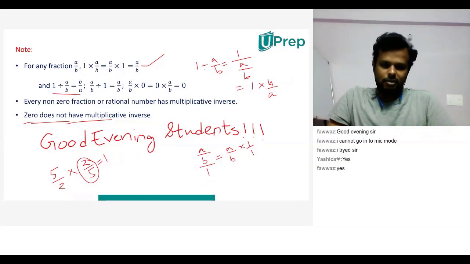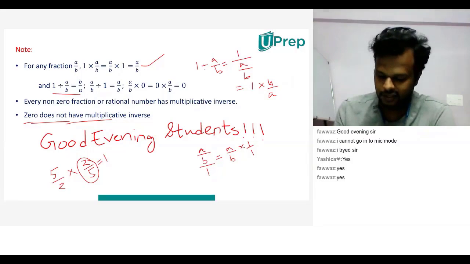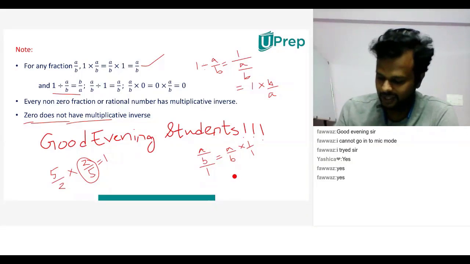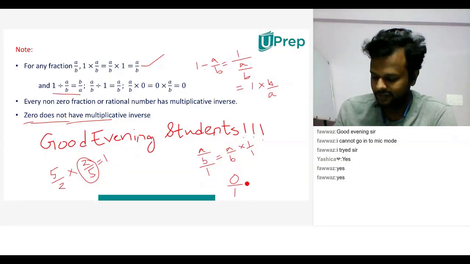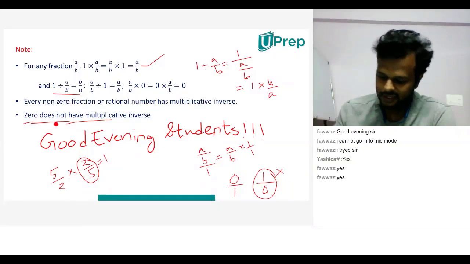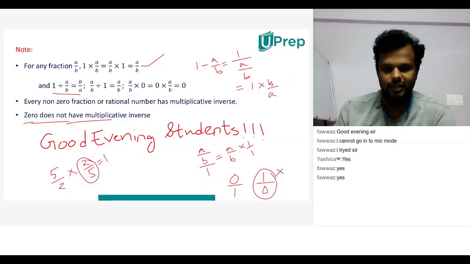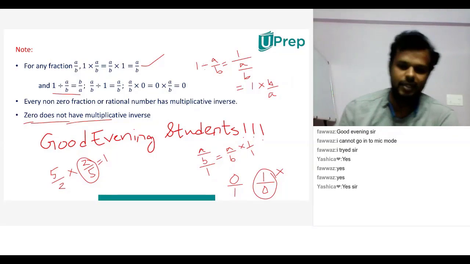Children, please type a yes in the chat box if you have understood these things. So to explain this statement, 0 does not have a multiplicative inverse. Now what it means is if I have a number 0, now 0 is nothing but 0 by 1, children. Now the inverse of this will be 1 by 0, isn't it? So this number does not exist for us. Therefore they say 0 does not have a multiplicative inverse. So that is what we have here. Yashika, are we clear? Okay, great. We are moving on.